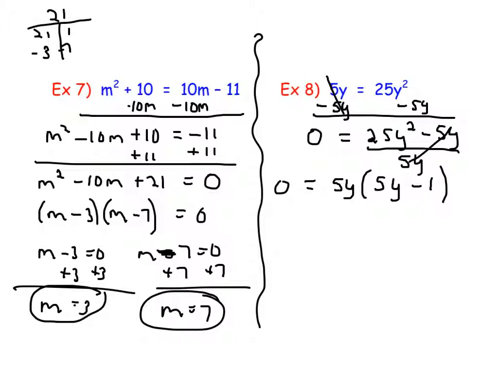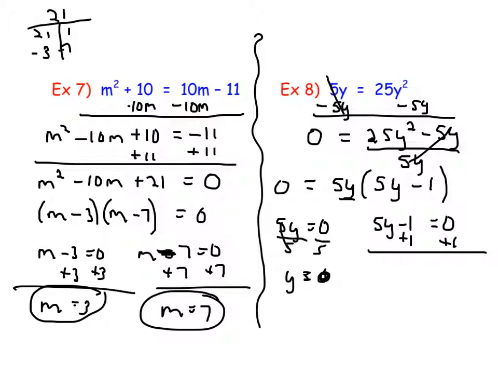So I set each one of these equal to 0. So I take the 5y and make that equal to 0, and then I do 5y minus 1, set that equal to 0. Well, over here, if I divide by 5, I'm just going to get 0. So y is 0, which is fine. That's the origin. And then 5y minus 1, so plus 1 plus 1. Now remember, even though it says y, this is the x-intercept. So 5y equals 1, and then divide by 5. So I get y equals 1/5.